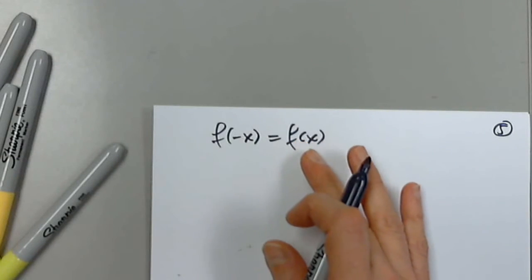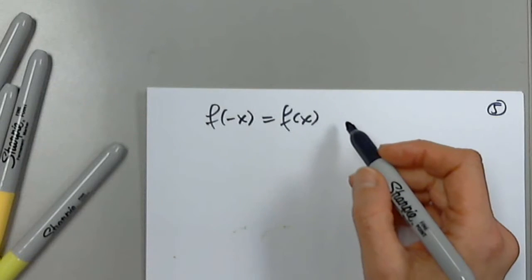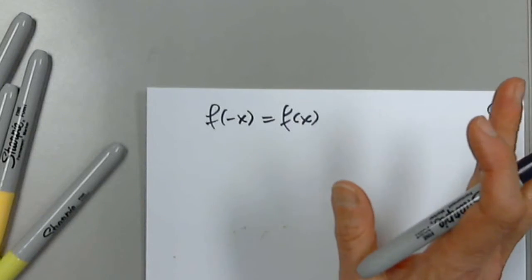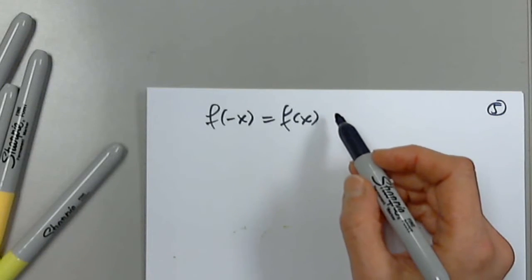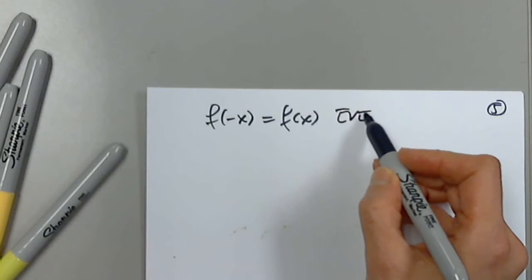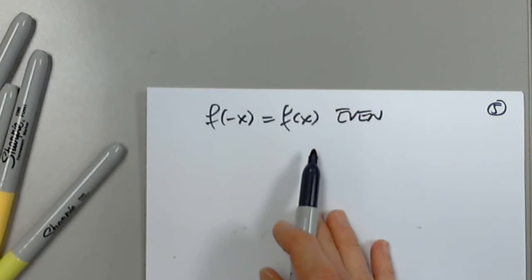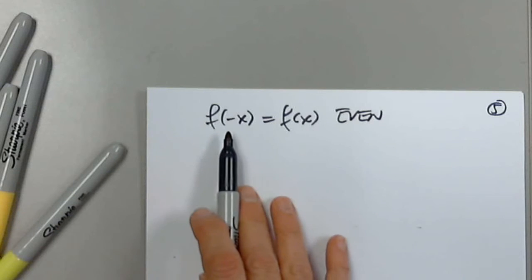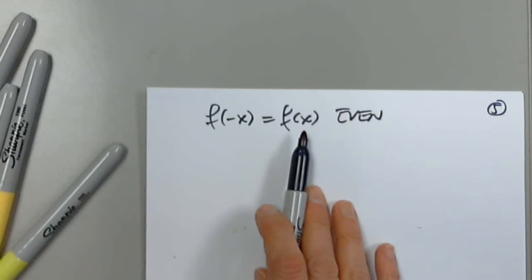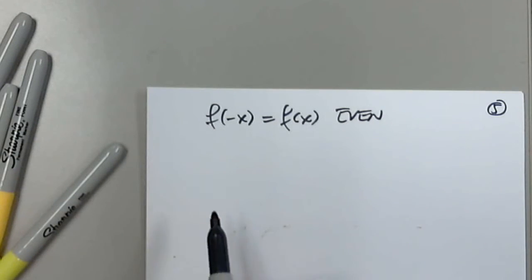When f of negative x equals f of x, what type of function would that be? It has nothing to do with the degree. It is an even function, symmetric with respect to the y-axis. Negative x and x are the same. I mean, f of negative x and f of x are the same.